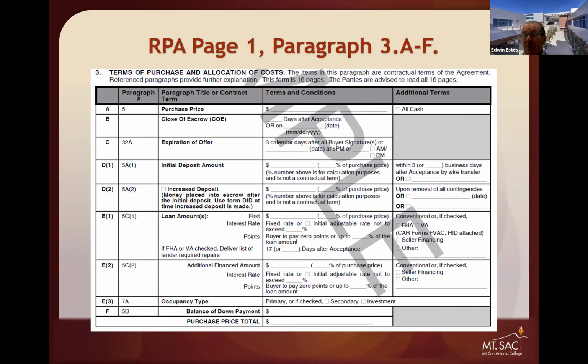So what happened to your 45-day escrow? It just turned into a 30-day escrow. So I like days after acceptance, but again, whatever you want to do, whatever your buyer wants to do.